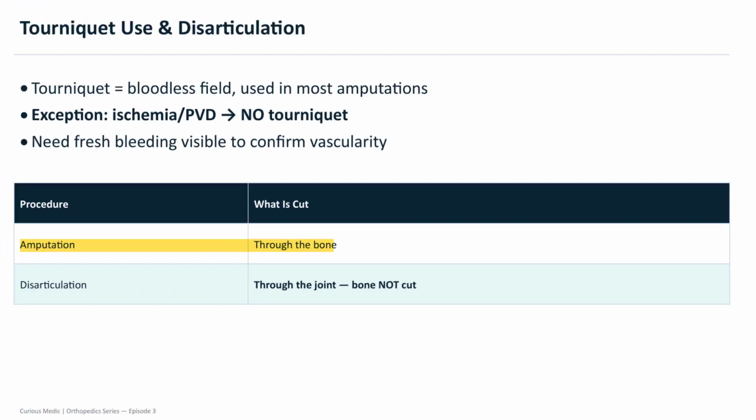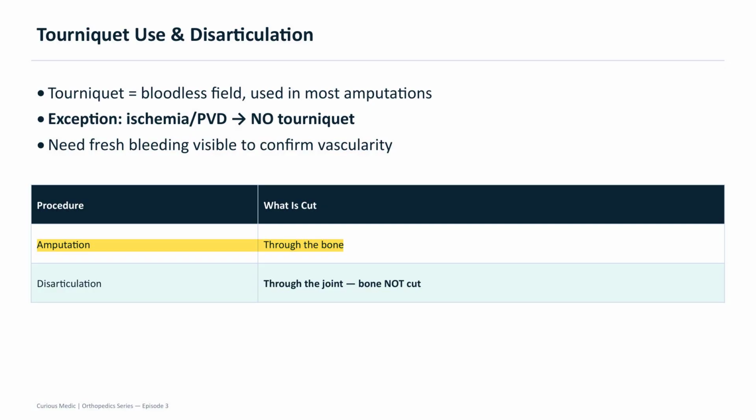The second principle is the distinction between amputation and disarticulation. An amputation means the limb is divided through the bone. The bone itself is cut. A disarticulation means the limb is divided through the joint. The bone is not cut at all. This distinction is a very frequently tested MCQ. Amputation through bone. Disarticulation through joint.